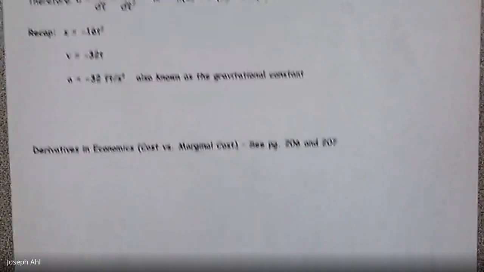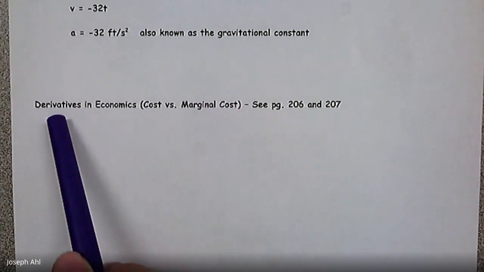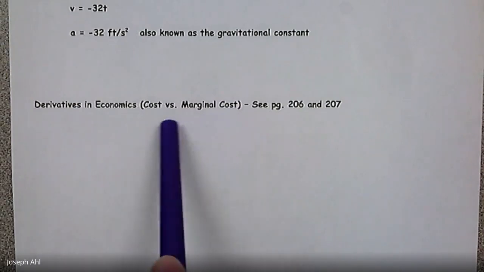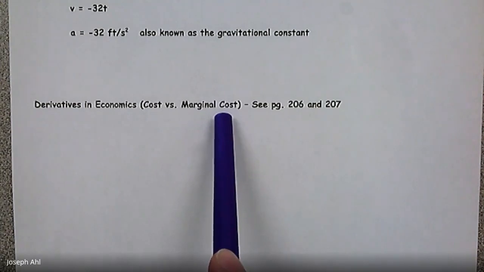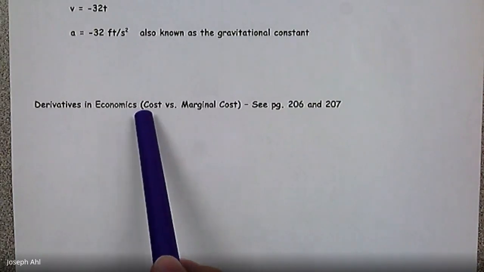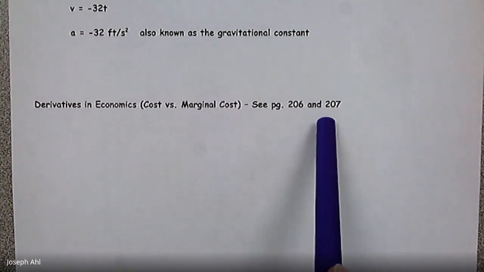One quick note is that if you have any questions about some of the homework problems, there are questions that involve derivatives in economics. And I think the textbook kind of assumes that you've read the section that has information about cost versus marginal cost. Okay, so marginal cost is the derivative of an average increase in cost. So if you look through that just really quickly on pages 206 and 207, I think that will help you to answer some of the questions in the textbook.